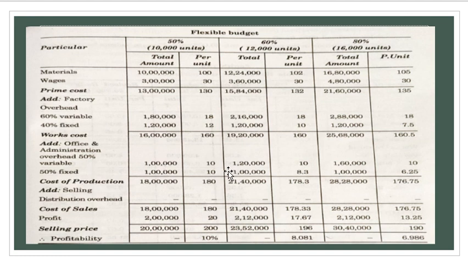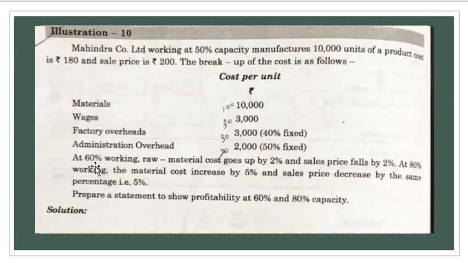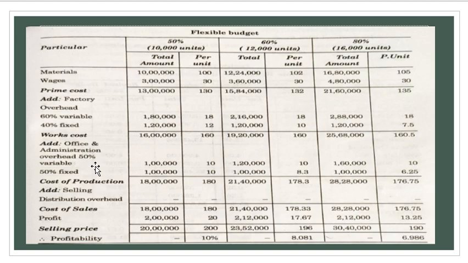So now, what is the cost per unit? Cost per unit of office administration is 20. So 20 into 50% will give us 10, so variable will be 10 and fixed will be 10. So 10 into 10,000 units will give us 1 lakh. So 10 into 10,000 units again will give us 1 lakh. So we have got variable as well as fixed cost for office and administration.